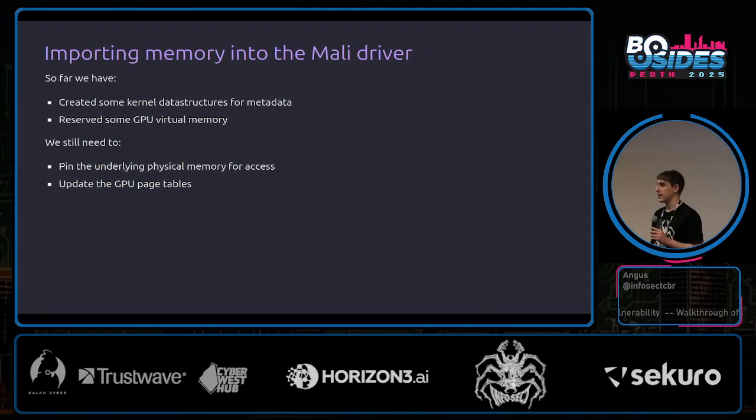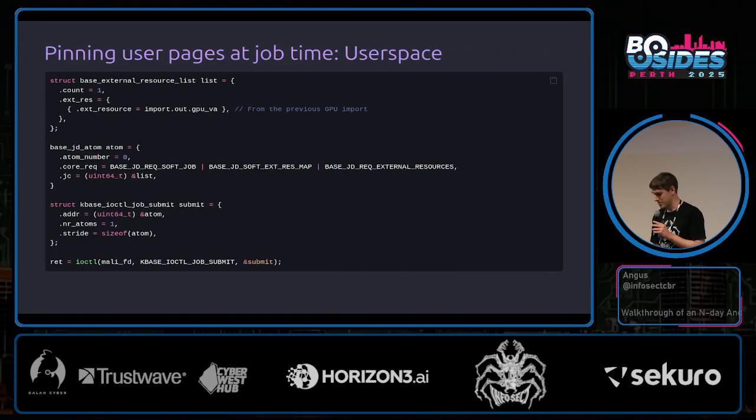We've reserved some GPU address space, but we haven't actually pinned the underlying data quite yet. So we still need to pin that physical memory so that the GPU driver can start accessing it and update the GPU page tables so that the GPU can access it too. And the way you do this is with this JD softX res map job. There are so many acronyms and constants all through the kernel code. It's utterly disgusting to read, which is why I have more diagrams.